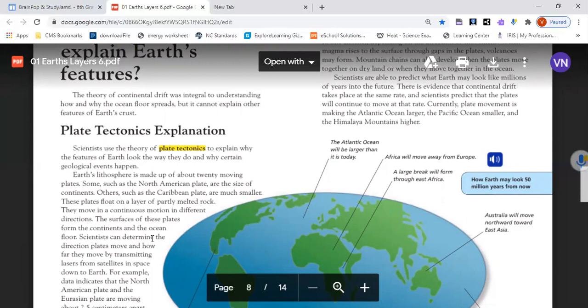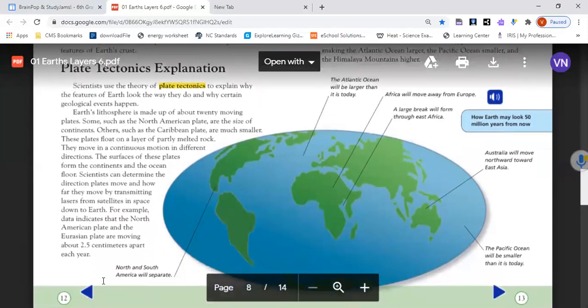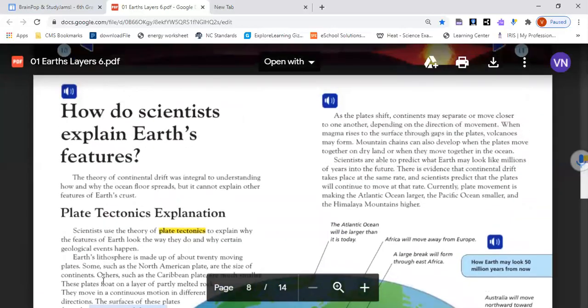Scientists can determine the direction plates move and how they move by transmitting lasers from satellites in space down to the Earth. For example, data indicates that the North American plate and the Eurasian plate are moving about 2.5 centimeters apart each year. As the plates shift, continents may separate or move closer to one another depending on the direction of the movement.